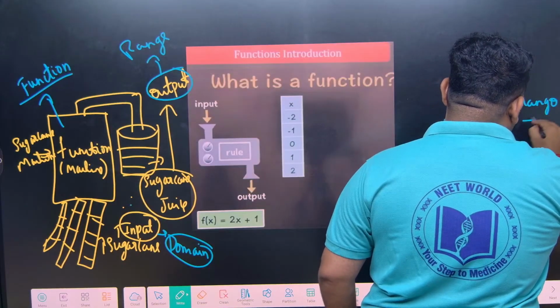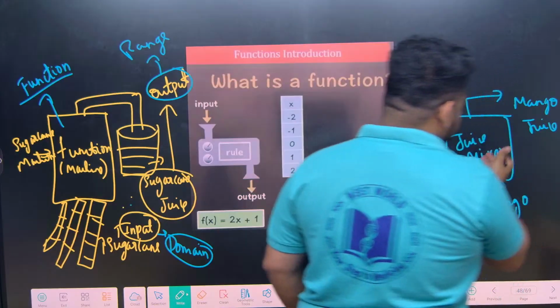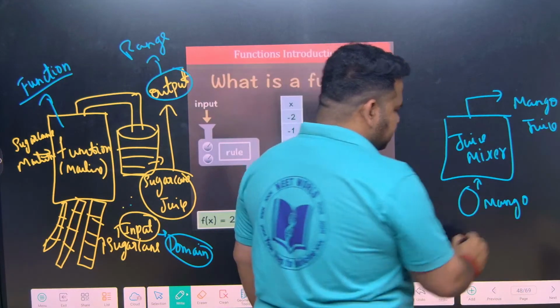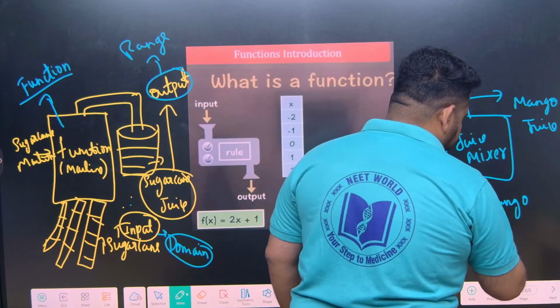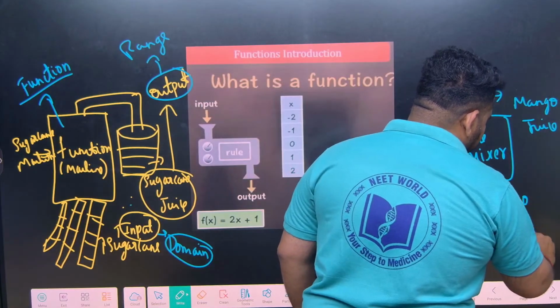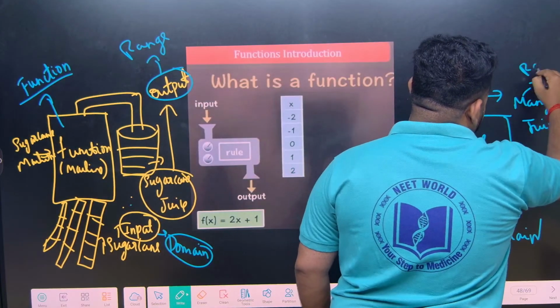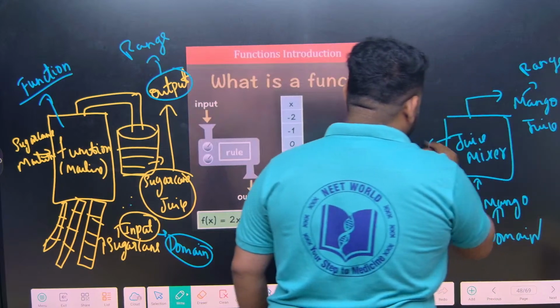I'll get mango juice from this juice mixer, like a mixie. This mango, what do we call it? Input, we call it the domain. What we get, mango juice, we call it the range. And here this juice mixer is the function.